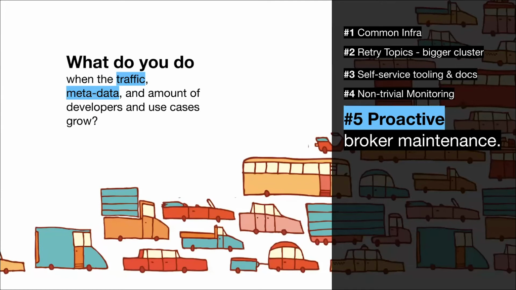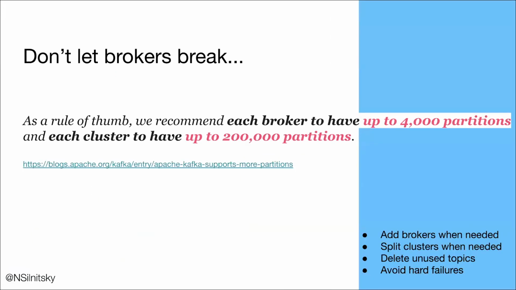Cool. So the fifth lesson for this talk is about proactive broker maintenance. So remember, at Wix, we have a lot of traffic and a lot of metadata, a lot of topics and partitions. And there's an Apache Kafka blog post on the optimal amount of partitions, which is 4,000 for each broker, and then each cluster to have up to 200,000 partitions.